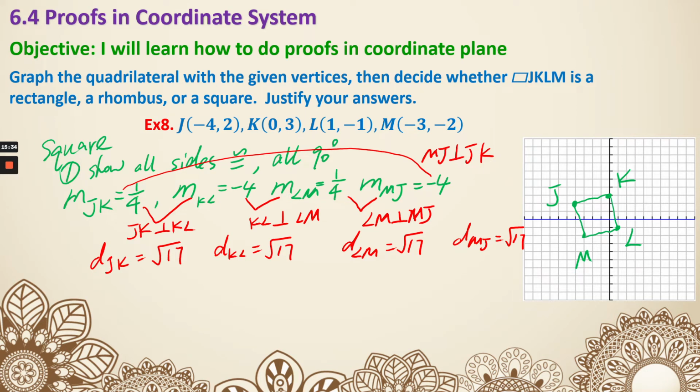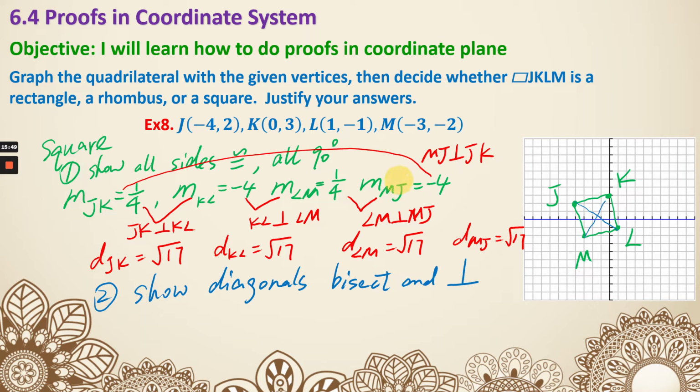There's also another way. I can show diagonals bisect, and perpendicular. That's another way. Because that's something very special just about squares. So I can do that as well. I'm going to say this is the midpoint. Let's say it's O. So first I need to show the midpoint of JL.